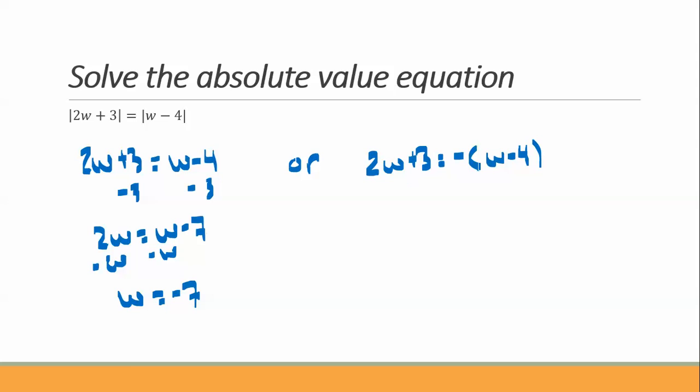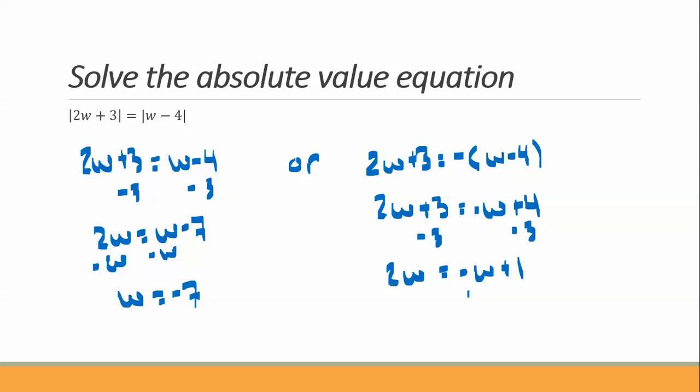Here we have to distribute our negatives, so we have 2w plus 3 equals negative w plus 4, distributing our negative. So now we subtract 3 from both sides, and we have 2w equals negative w plus 1. Add w to both sides, and we have 3w equals 1. Divide both sides by 3, and we get w equals 1/3.